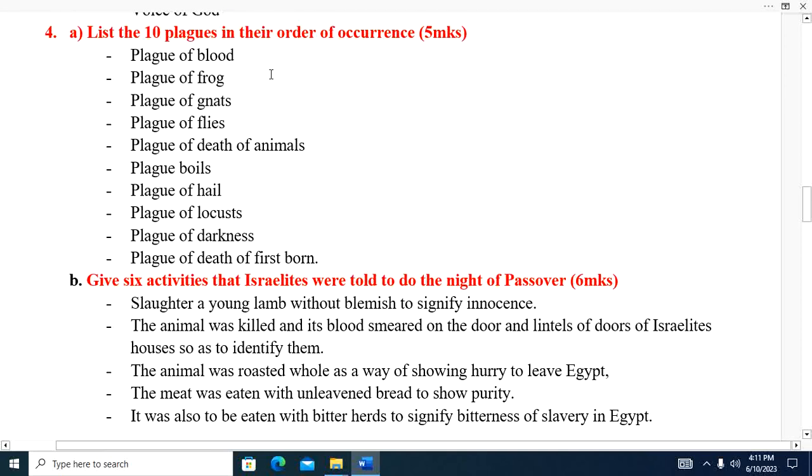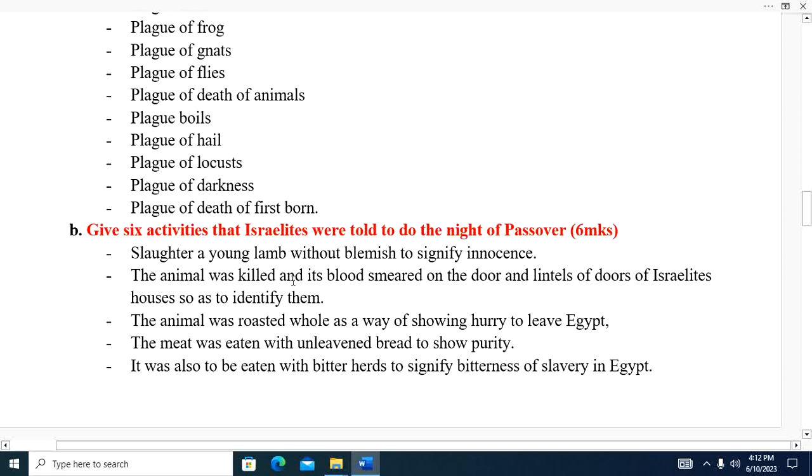Number 2, the plague of frogs. The plague of gnats. The plague of flies. The plague of death of animals. The plague of boils. The plague of hail. The plague of locusts. The plague of darkness. The plague of death of the firstborn. And it was the last one.